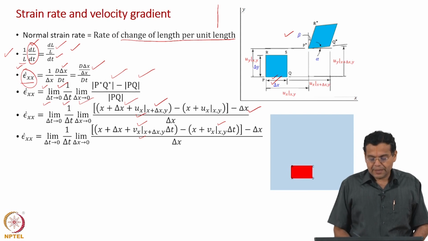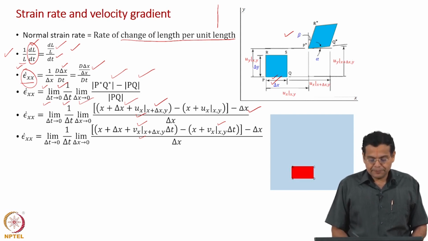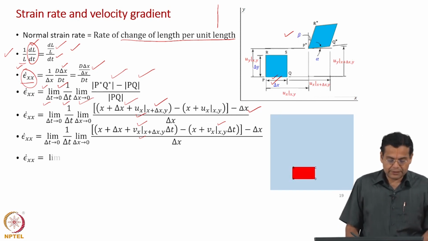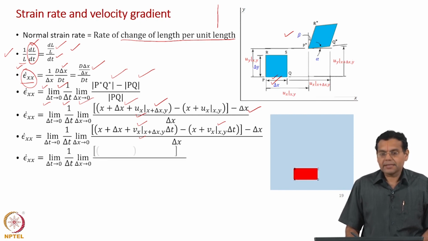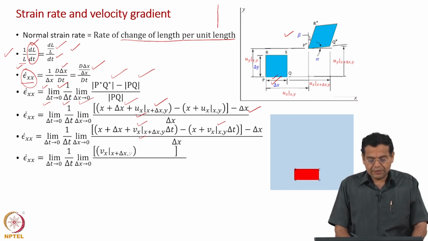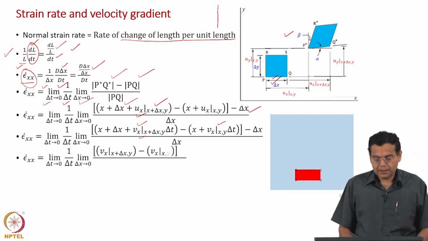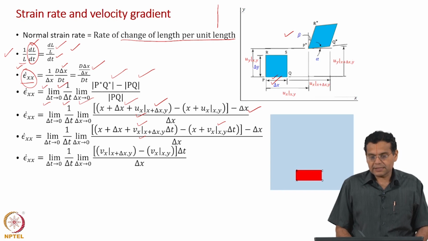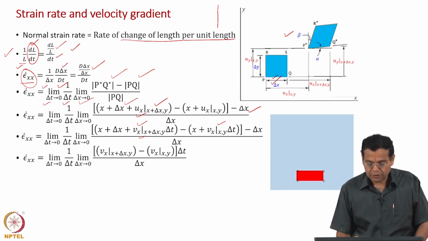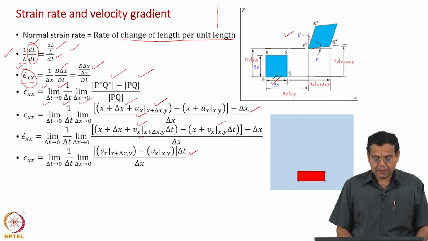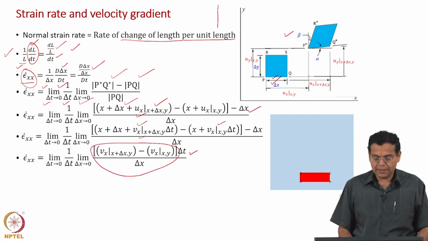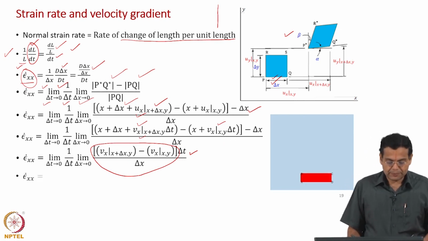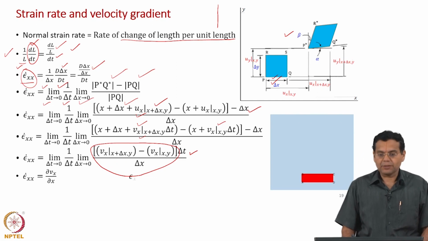Okay, now delta x cancels out. And then what we have is the limit delta x tending to 0 of Vx at x plus delta x comma y minus Vx at x comma y, divided by delta x, and of course you have delta t in the numerator. Now, delta t cancels out and this becomes dou Vx by dou x, and so epsilon dot xx is equal to dou Vx by dou x.